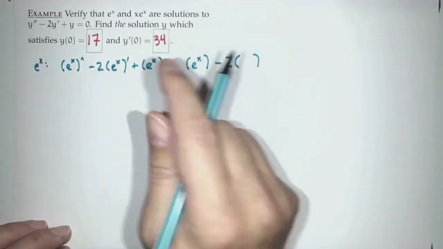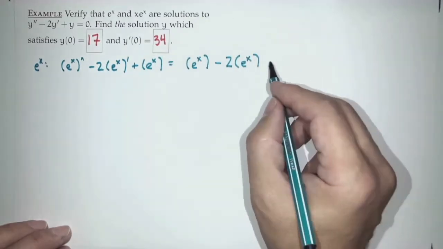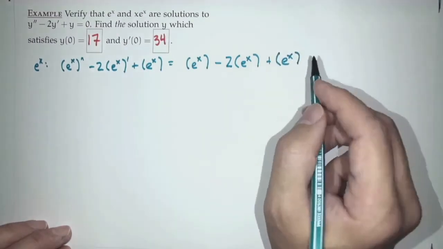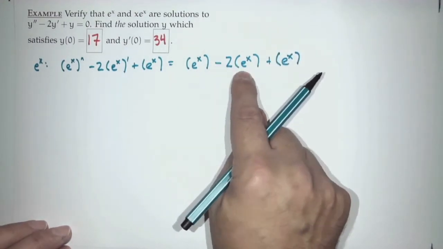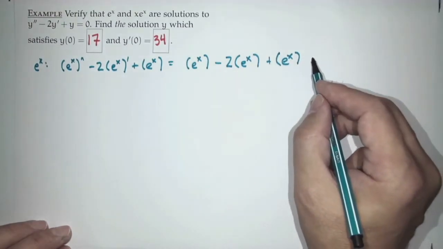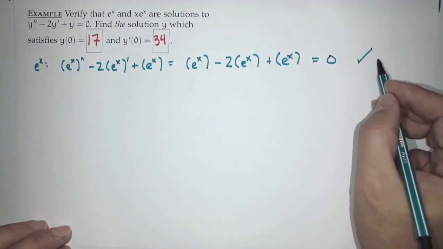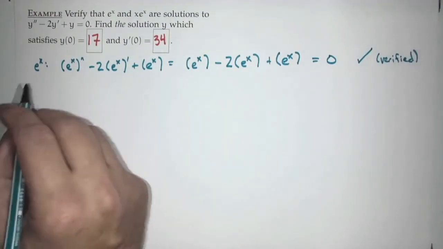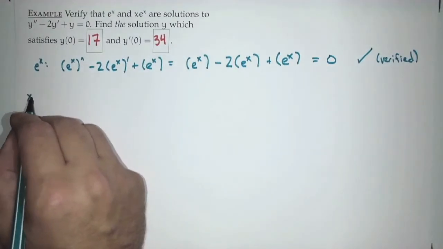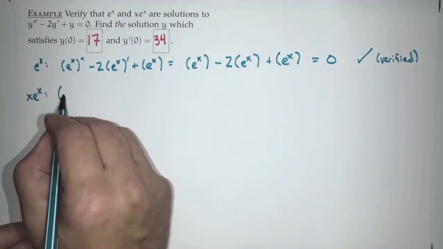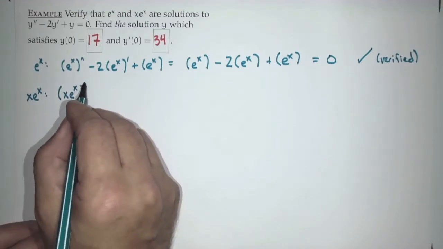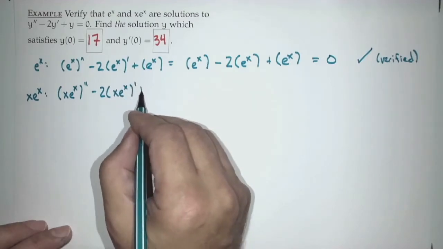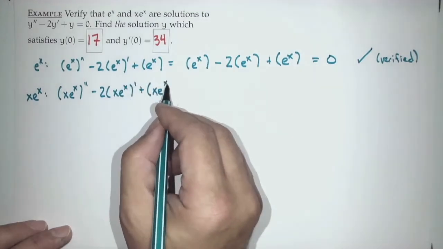The first derivative of e to the x. E to the x. The function e to the x. Yeah, it's e to the x. So we have e to the x, subtract 2 e to the x, add e to the x, put it all together, what do we get? 0. So this has now been verified. We ran it through. There's another function, x e to the x. But again, same process. We're going to take x e to the x, take the second derivative, subtract 2 times x e to the x, the first derivative, and then add just the function x e to the x.